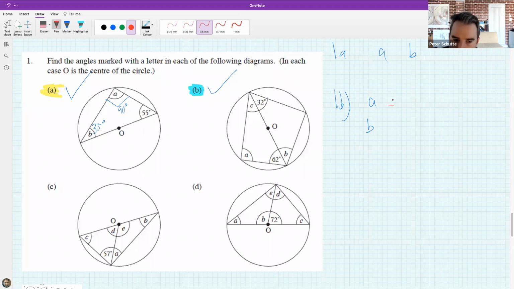So for B, I know that A is 90, right? So I know that A is 90. Oh, but I think I can work out C using this triangle, can't I? So if A is 90, so I know what this is. Now I would think go to C. We leave B for later.